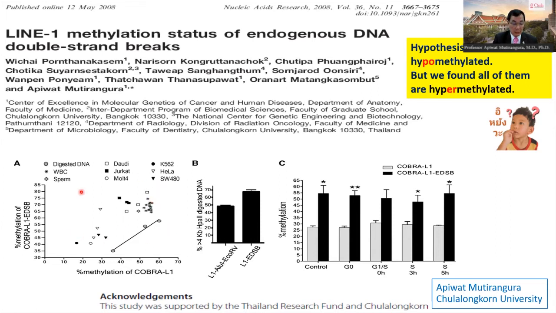Surprisingly, it's localized here. In this graph, the x-axis represents methylation of the genome, and the y-axis represents methylation of the DNA break. If the DNA breaks were hypomethylated, the result would be supposed to be here. But every result is localized here, meaning that every endogenous DNA break that we detected was hypermethylated.